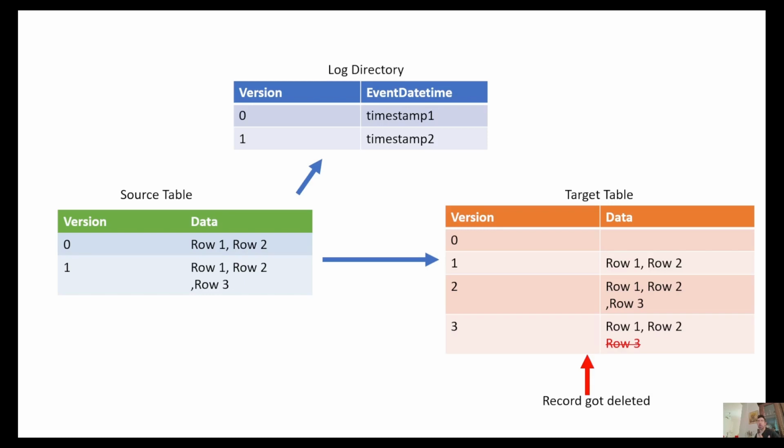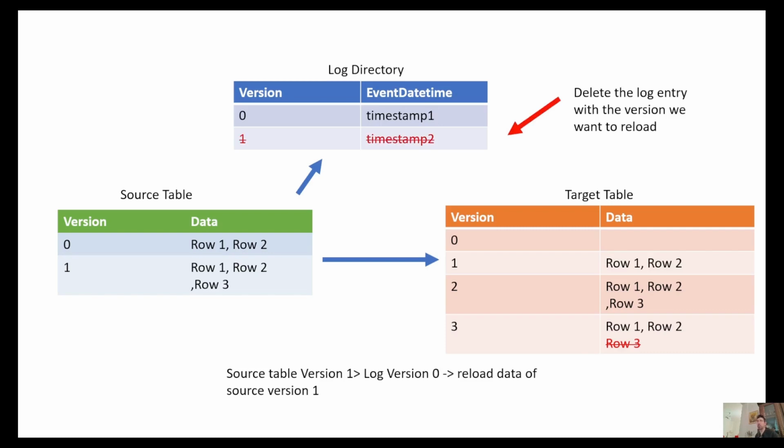Now let's say something happens and we deleted row 3, or we deleted some data, it doesn't really matter, but we want this data. Something happened, someone accidentally deleted the data, or the source changed the data and we want to reload the data. What we have to do here is something very simple. We delete the log entry with the version that we want to reload.